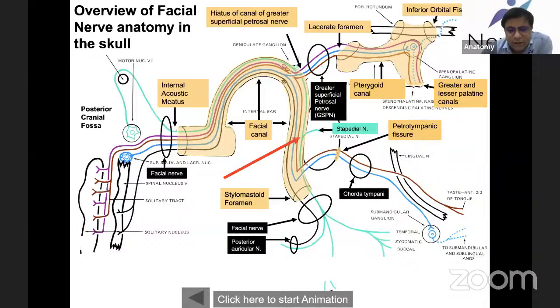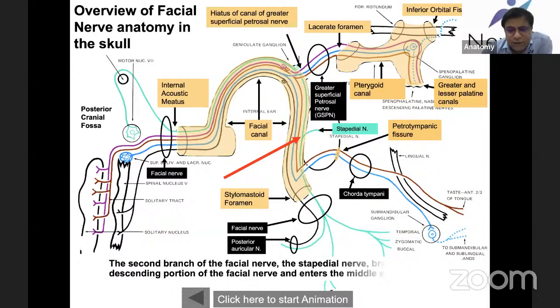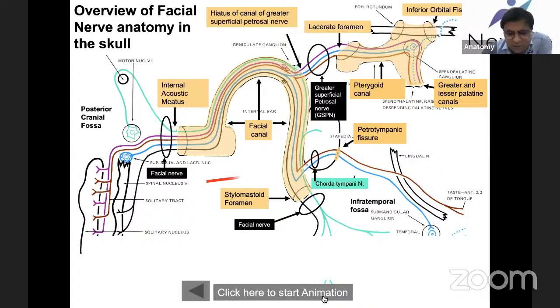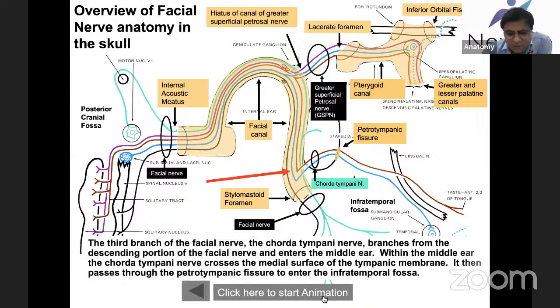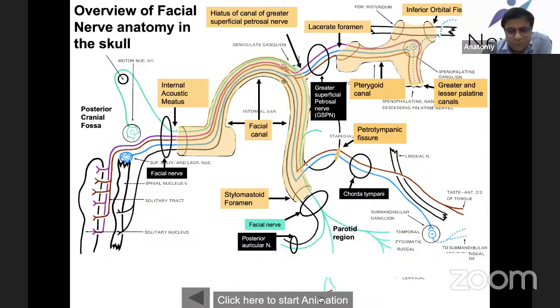Then you are seeing the second branch of the facial nerve, the stapedial branch, which branches from the descending portion of the facial nerve and enters the middle ear. Then you are seeing the third branch of the facial nerve, the chorda tympani nerve, which branches from the descending portion of the facial nerve and enters the middle ear. Across the surface of the tympanic membrane, it then passes to the petrotympanic fissure to enter into the infratemporal fossa.